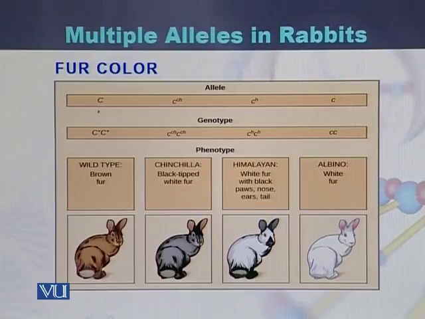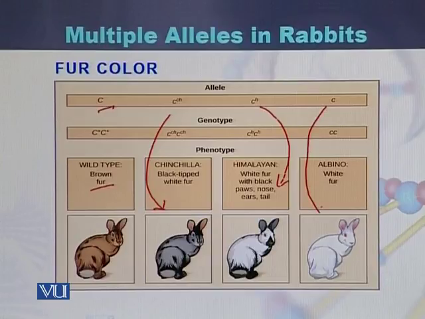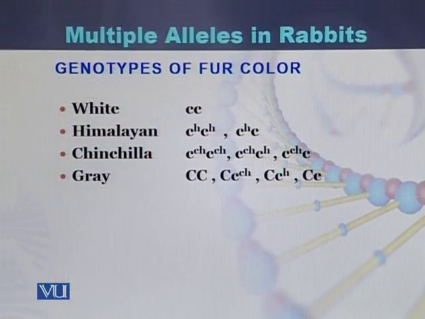If there is allele C, then the color will be brown or agouti. If there is the CH allele, then the color will be chinchilla, which has black tips with white fur. And if there is allele H, then it will be the Himalayan type, which has white fur with black paws, nose and tail. And if there is allele C in recessive form, then the fur color of the rabbits will be white.